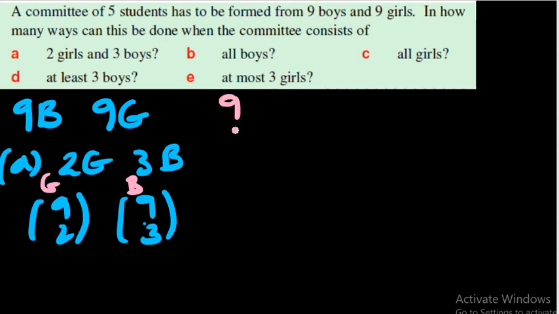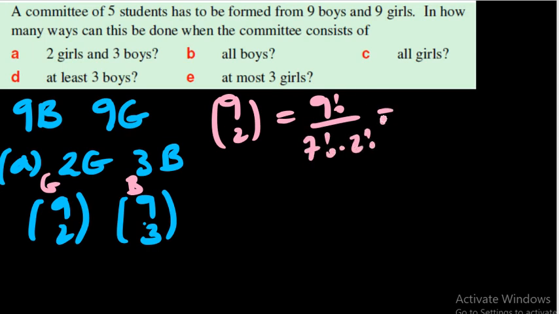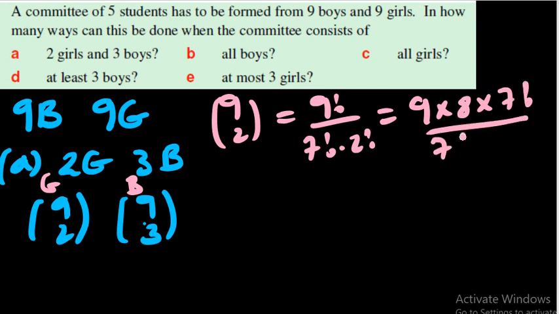9 combination 2, according to the formula, is 9 factorial over 9 minus 2 which is 7 factorial, times 2 factorial. 9 factorial by itself is 9 times 8 times 7 factorial. You can stop here, and over 7 factorial times 2. Cancel this 7 factorial, and 2 by 8 gives 4, and 4 times 9 will be 36.